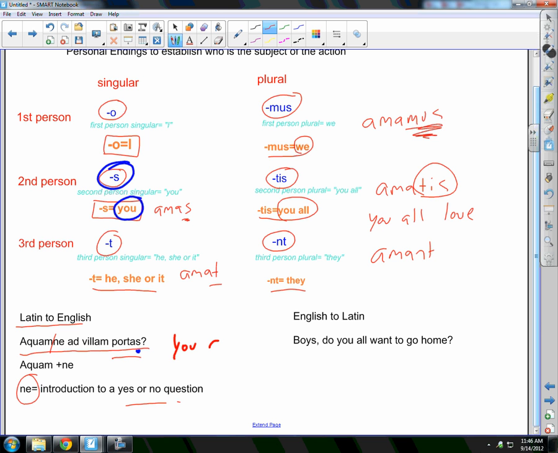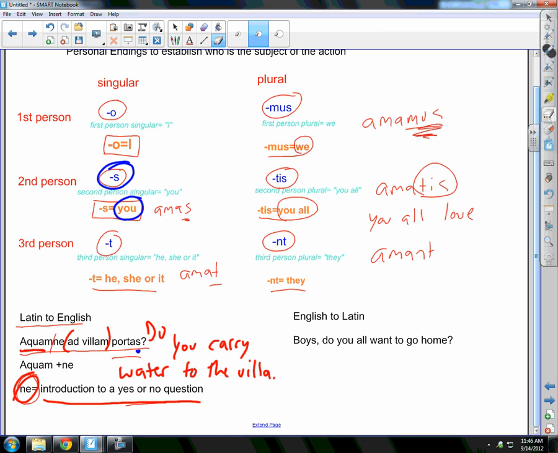You carry. I have a preposition here, and I have an accusative. You carry what? You carry water, and then ad villam is to the villa. The ne tells me to make it into a yes or no question. So all I would say is, do you? Do you carry water to the villa? Yes or no? So I created a yes or no question.